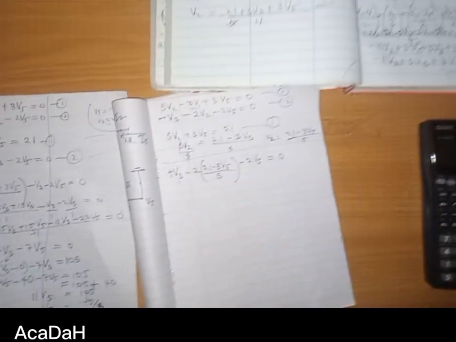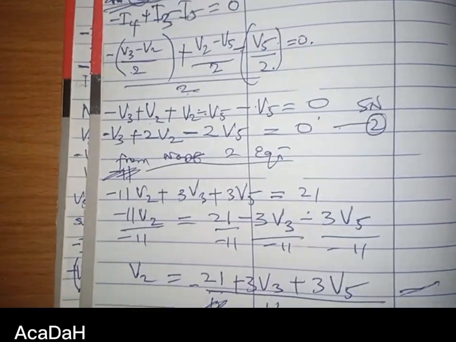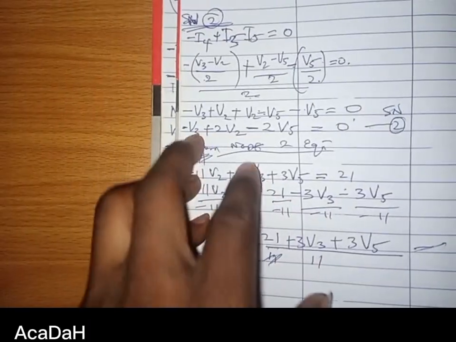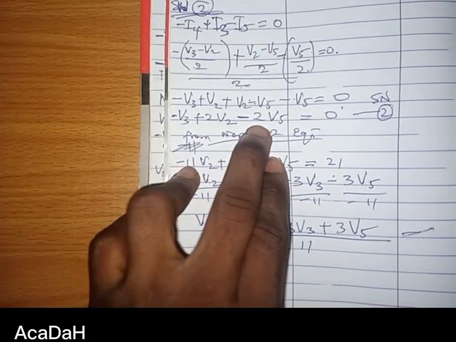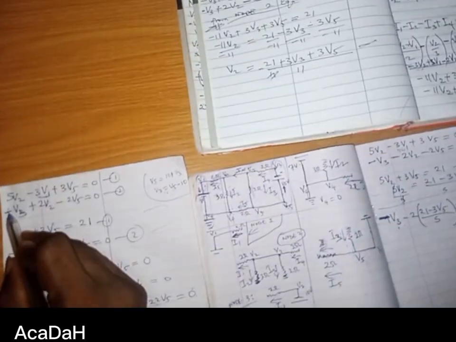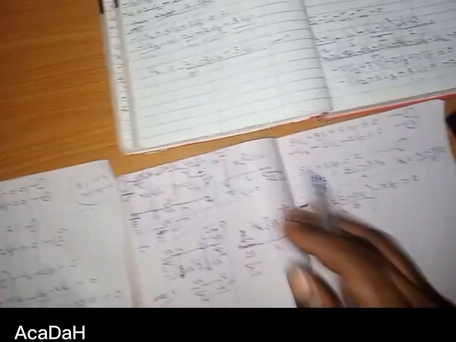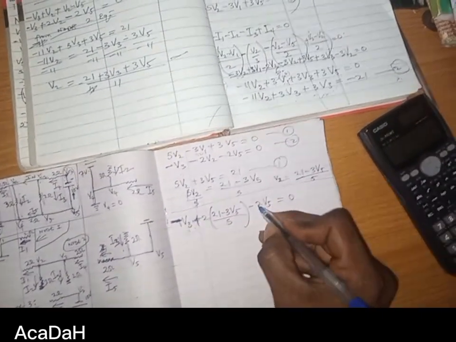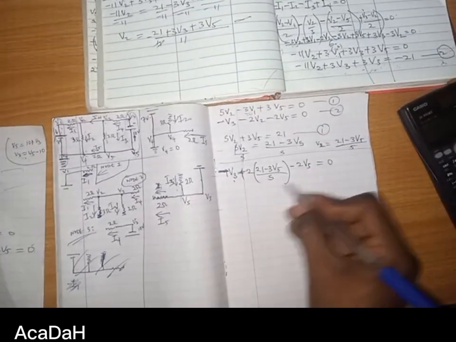Oh wait, let's check something. We made a mistake with our sign. Notice that when we solved for the node 2 equation, it was minus v3 plus 2v2 minus 2v5. So it's supposed to be minus v3, plus 2v2, minus 2v5. This is where we got it wrong.